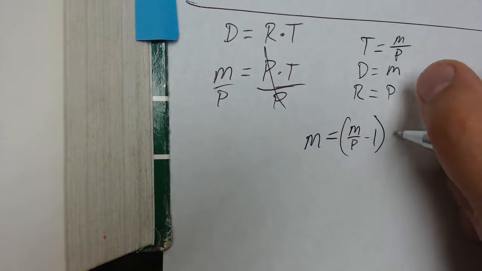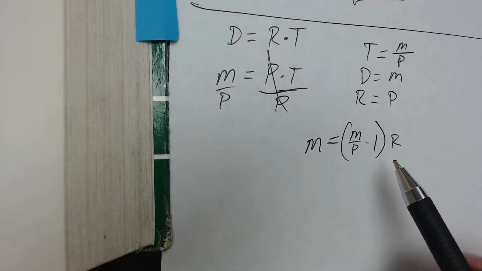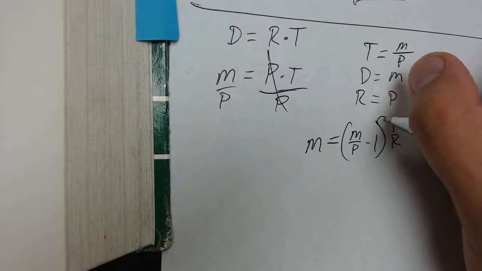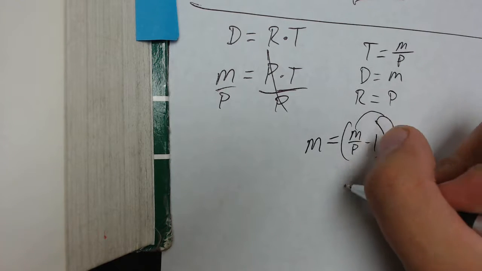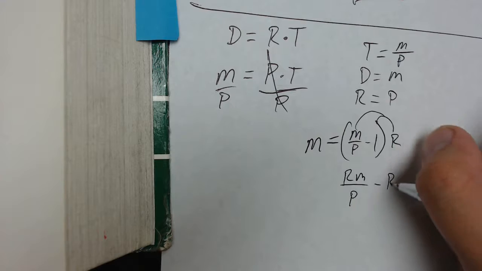All right, and then we just need to solve for what our rate is going to be. Well, this is just like our abstract equations that we've already been solving. We'll take the rate, we'll distribute it, and we get Rm over p minus R.